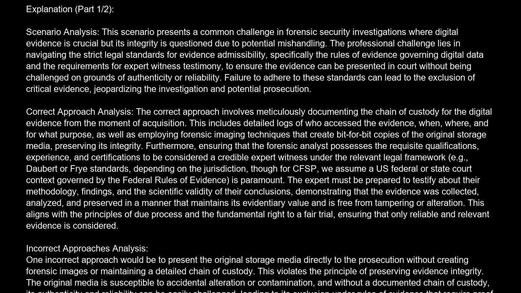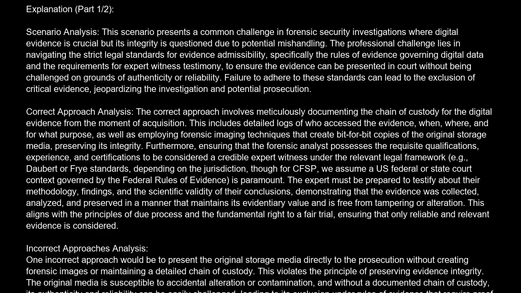Correct approach analysis. The correct approach involves meticulously documenting the chain of custody for the digital evidence from the moment of acquisition. This includes detailed logs of who accessed the evidence, when, where, and for what purpose, as well as employing forensic imaging techniques that create bit-for-bit copies of the original storage media, preserving its integrity. Furthermore, ensuring that the forensic analyst possesses the requisite qualifications, experience, and certifications to be considered a credible expert witness under the relevant legal framework, e.g., Daubert or Frye standards, depending on the jurisdiction, though for CFSP, we assume a U.S. federal or state court context governed by the Federal Rules of Evidence, is paramount.